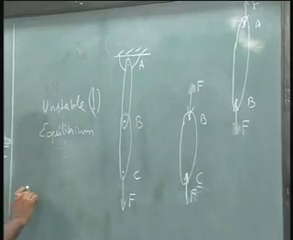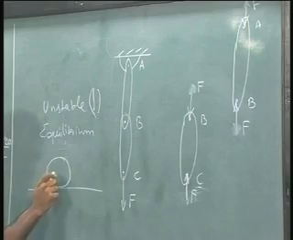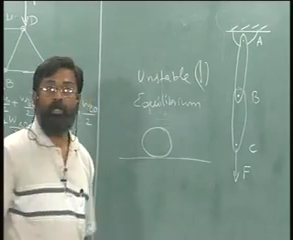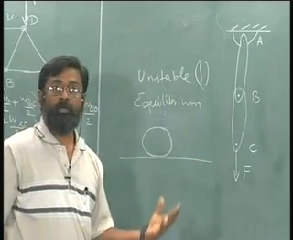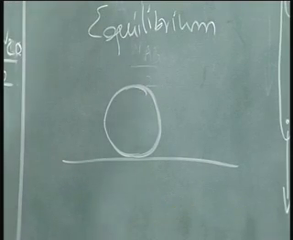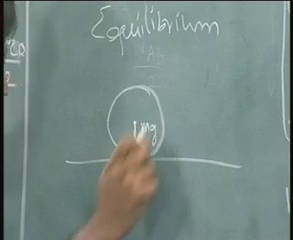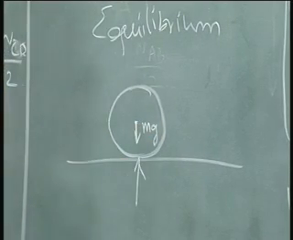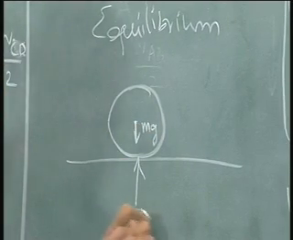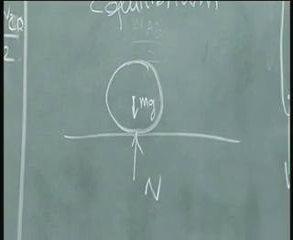A ball rolling on the ground is in the state of neutral equilibrium, okay. If this is the mass, I still will be able to find out what will be the reaction on that particular rolling bar, alright.